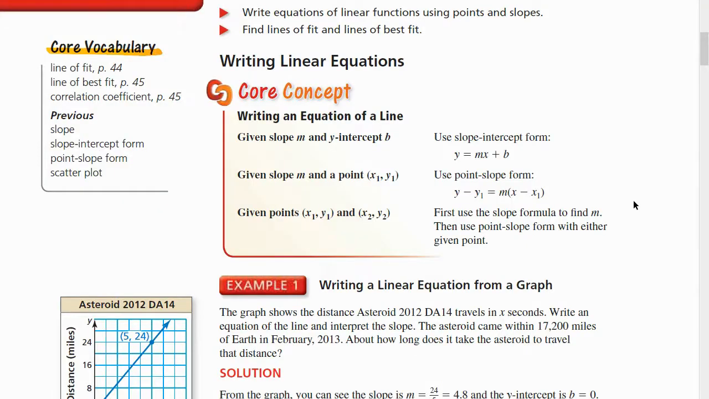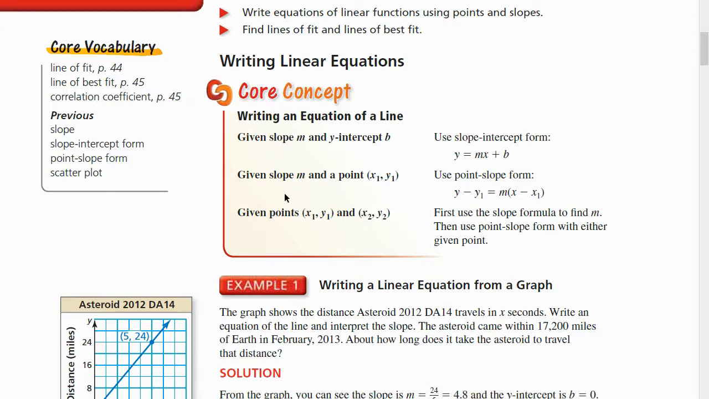Welcome back. Chapter 1, Section 6. We're going to talk about how to write the equation of a line. There are basically three situations that we're going to look at, and you have to understand what to do in each situation, but they're fairly simple, so let's go through them quickly.